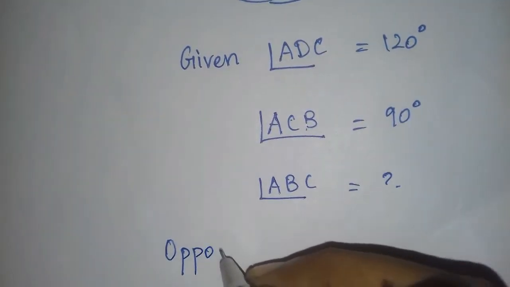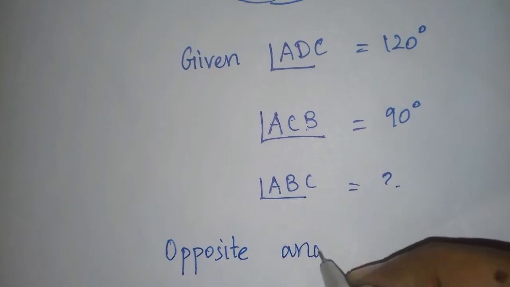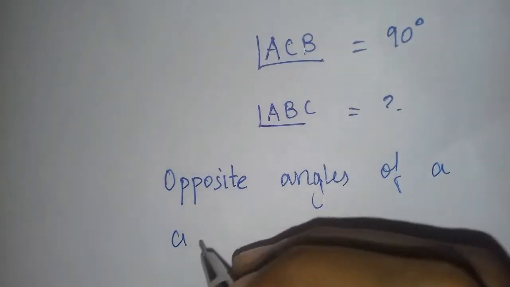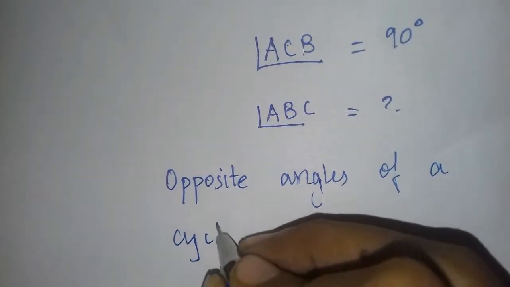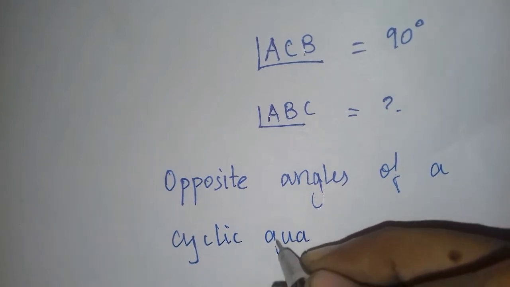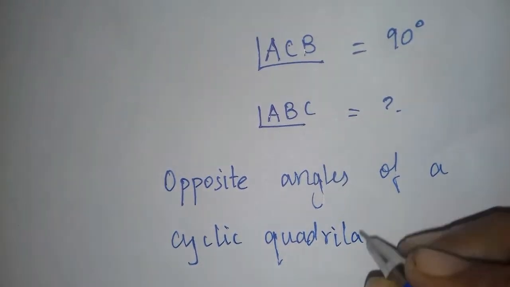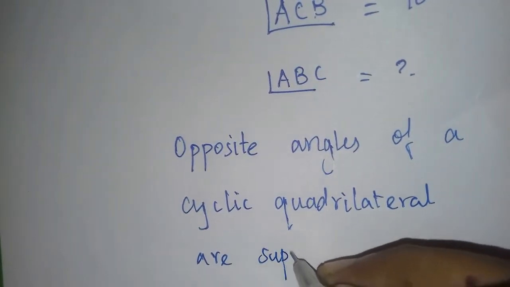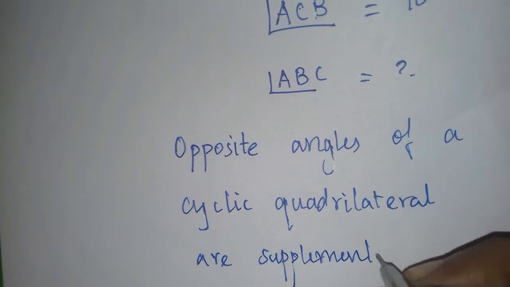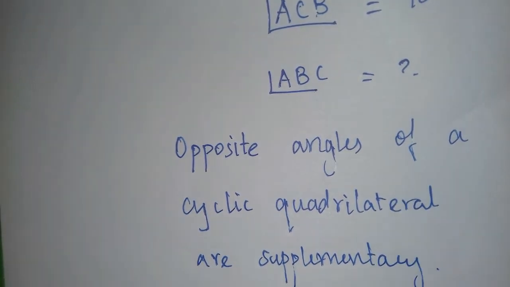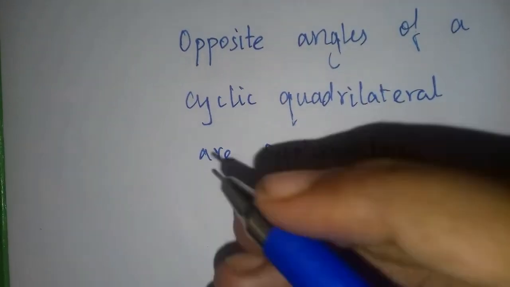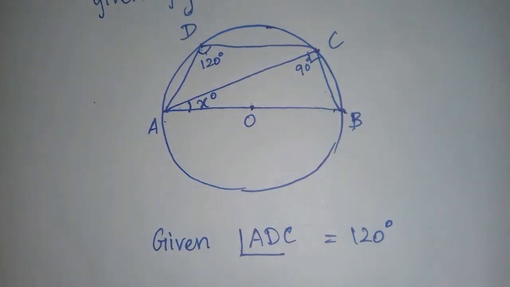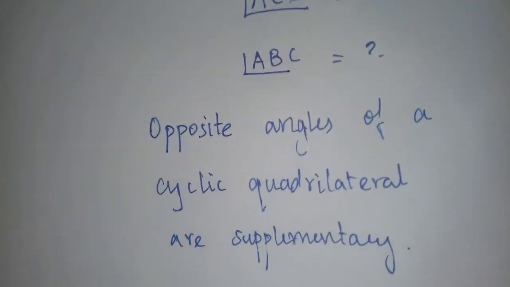Opposite angles of a cyclic quadrilateral are supplementary. Opposite angles of a cyclic quadrilateral are supplementary. So here what are the opposite angles? This angle and this angle are opposite angles. So what will we write?